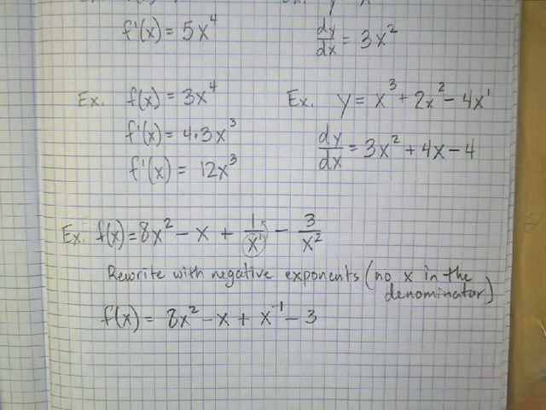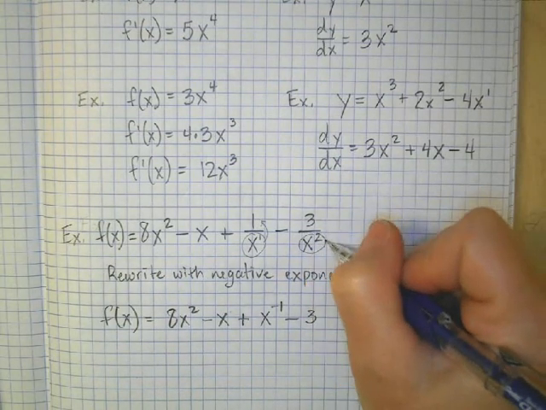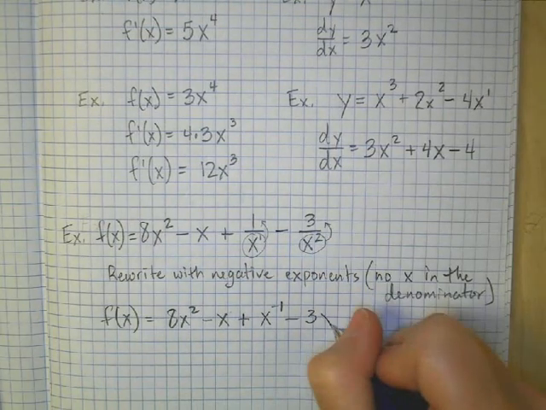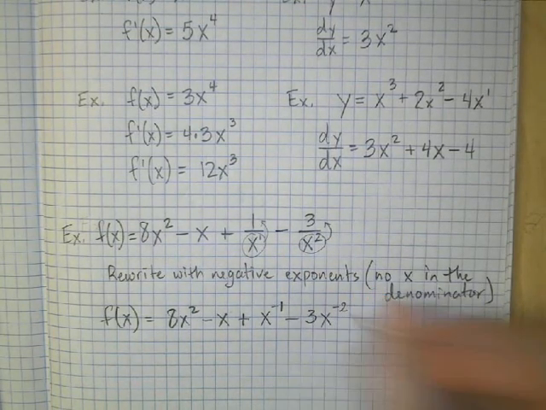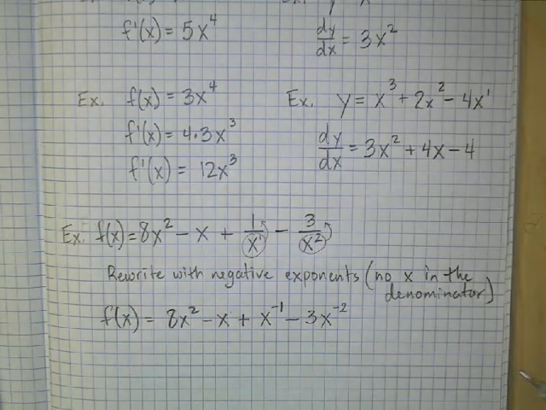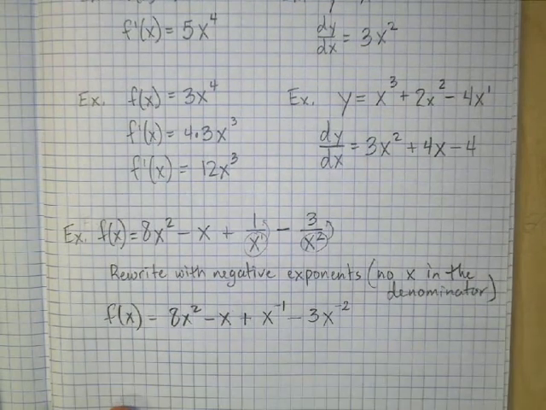It's not going to move anywhere. And this one, I'm going to move it to the top, and when I do that, it's going to become x to the negative 2. So whenever you change position between the numerator and the denominator, you need to change the sign of the exponent. All right, now we're ready to take our derivative.